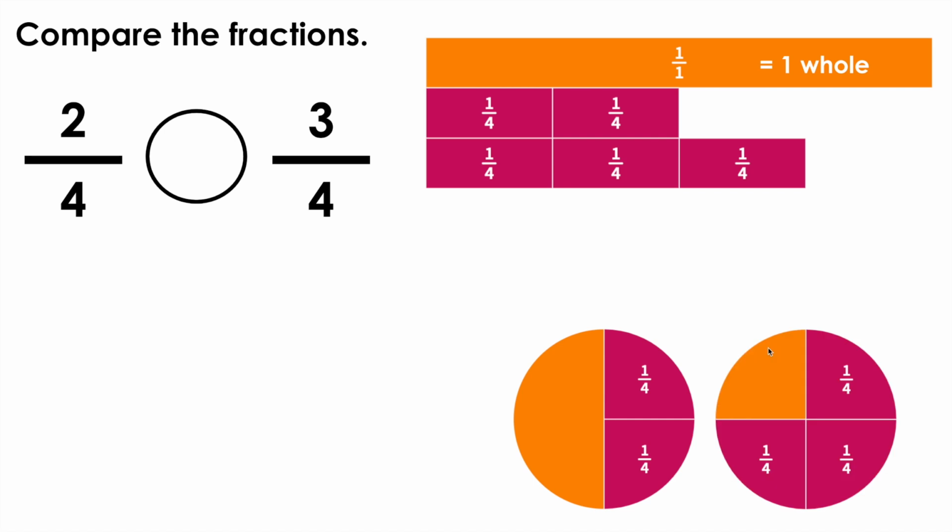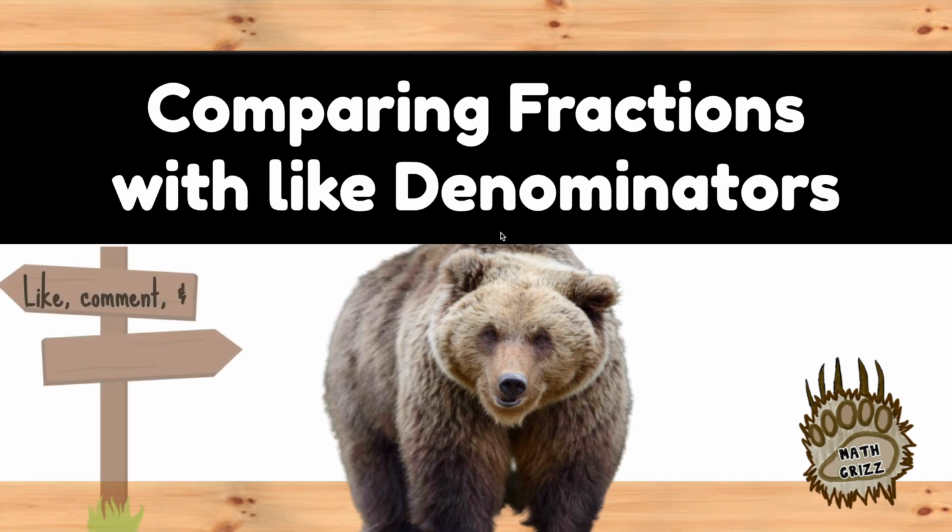Let's look at it another way. We have one whole with 2/4 filled in. Here we have one whole with 3/4 filled in. We notice that 3/4 is 1/4 greater than 2/4. So we will write it like this. 2/4 is less than 3/4 because 3/4 is greater than 2/4.